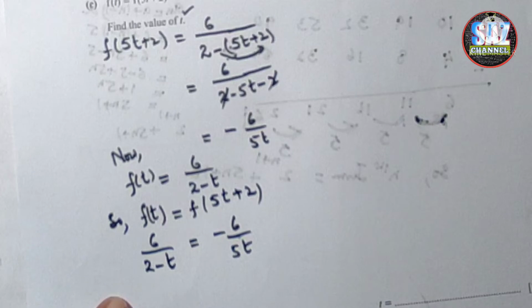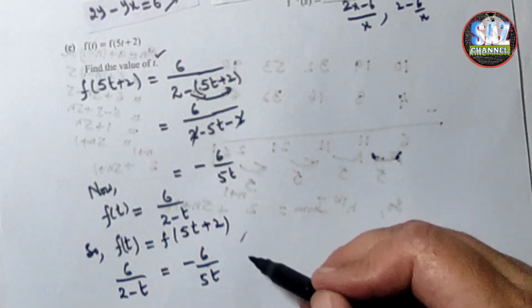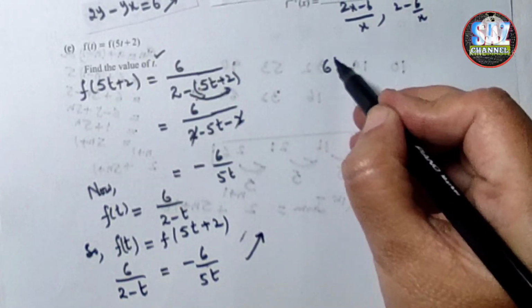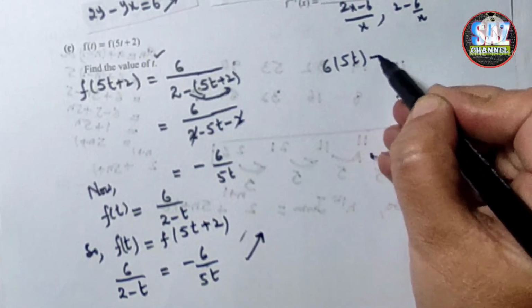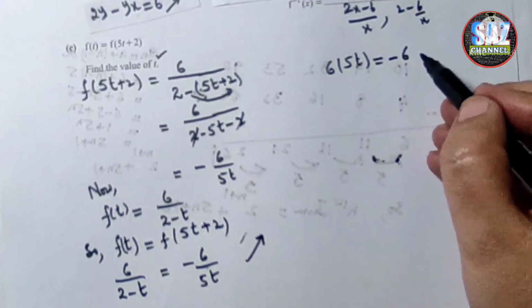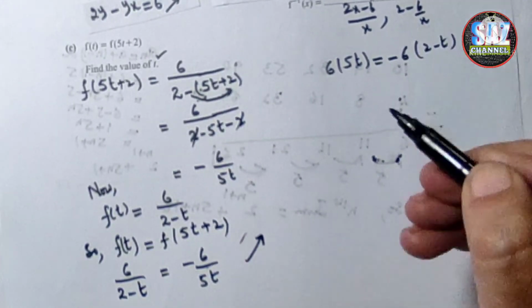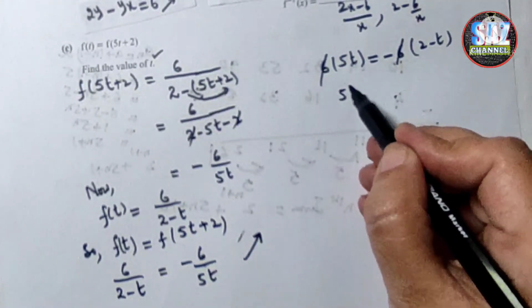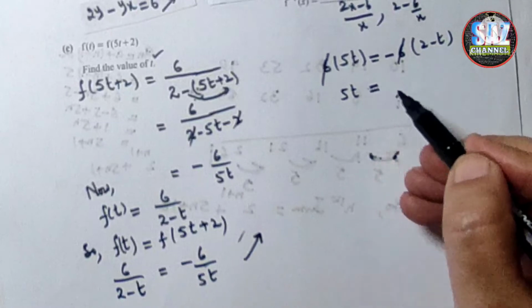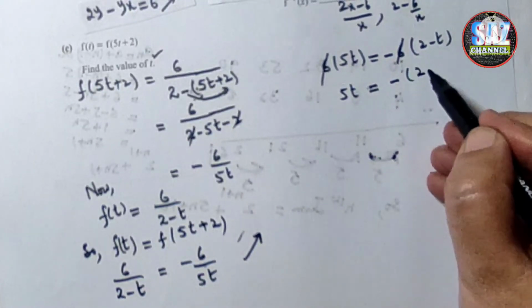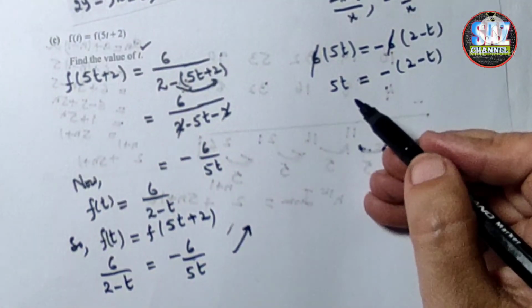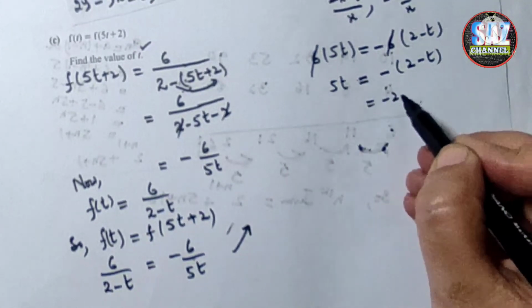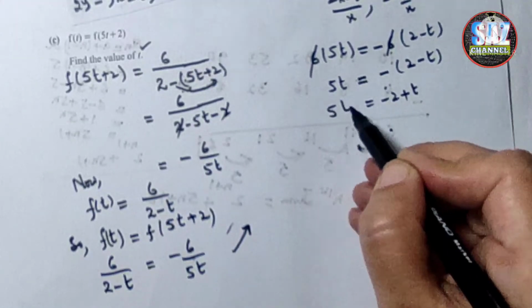And then what we have to do is, let me move over here. 6 into 5t equals minus 6 into 2 minus t. 6 can go easily with this 6, and 5t equals minus 2 minus t, and this will become minus 2 plus t equals 5t.